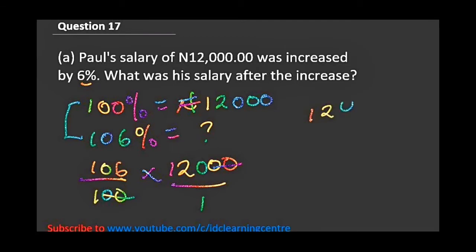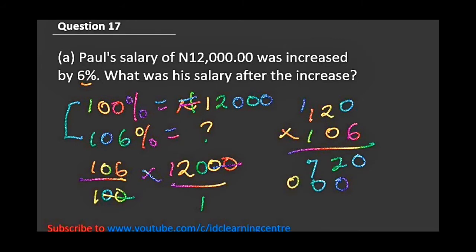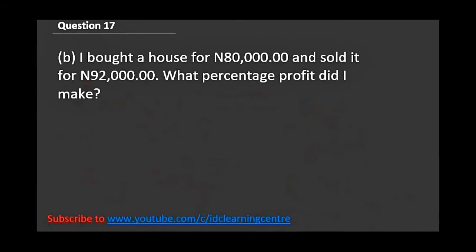So 120 times 106 equals... 6 times 2, 12, 2 carry 1, 6 times 1, 6 plus 1, 7. 0, 0, 0, 1 times 0, 0, 1 times 2, 2, 1 times 1, 1. So we have 0, 2, 7, 2, 1. So the answer will be 12,720. Now, question 17 has a B part.